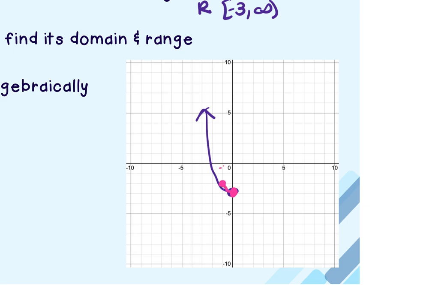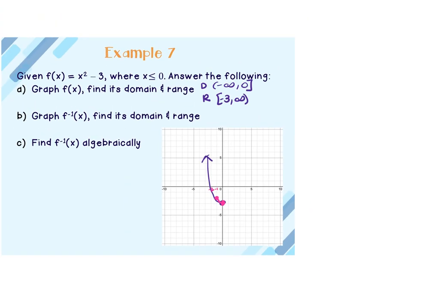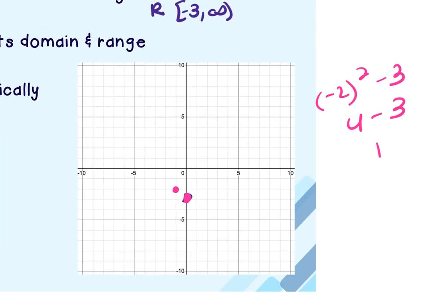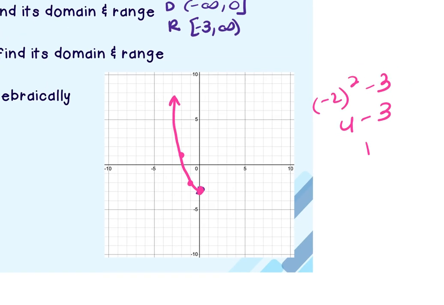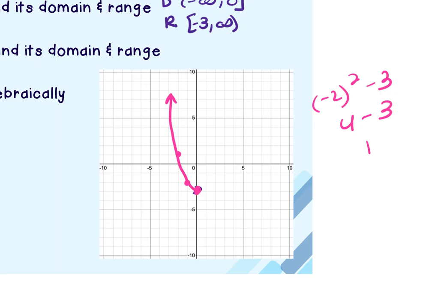Or I could plug in negative 1. I could plug in negative 2 to see what's happening. Negative 2 squared minus 3 would be 4 minus 3, which is 1. So now I have a more accurate picture of my graph, which I need if I'm going to flip these before I find the equation. So here, and then negative 2, 1. So there's a better graph of my initial function.